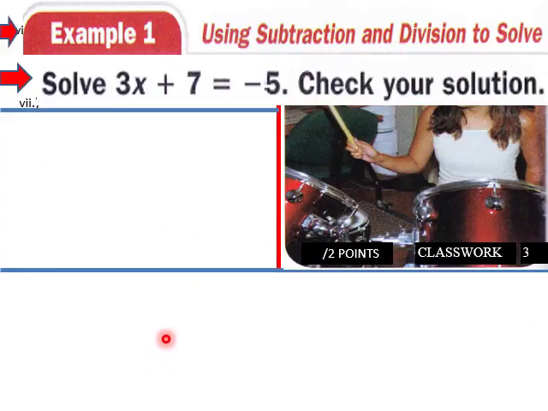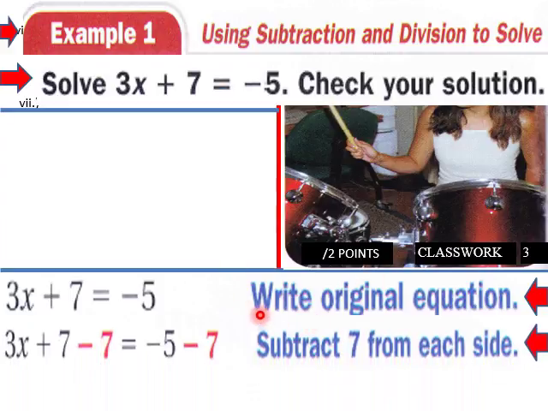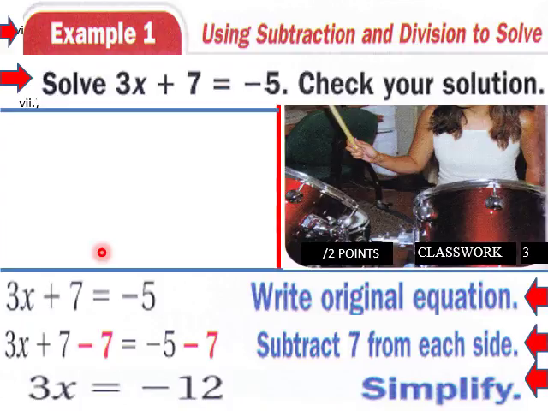Example 1, using subtraction and division to solve a problem here. So this is our equation here. And then we want to check. You should always check your solution, students. Really easy to check. Here's your original. When we subtract 7 from both sides, what we do on this side, we have to do on this side. And then we end up with 3x equals negative 12 when we combine our negatives here.